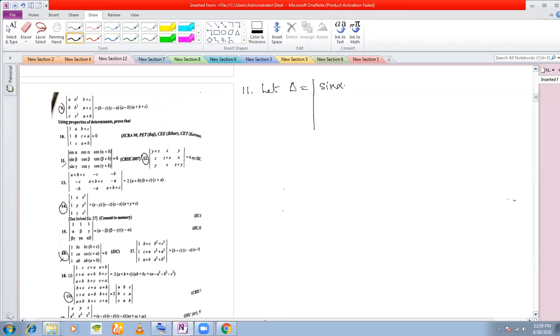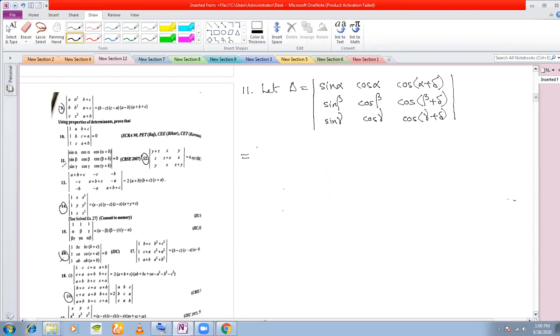Sine alpha, cos alpha plus delta. You know the sign, right? Delta? Yes, sir. In quadratic, we have done. Sine gamma, cos gamma, cos gamma plus delta.